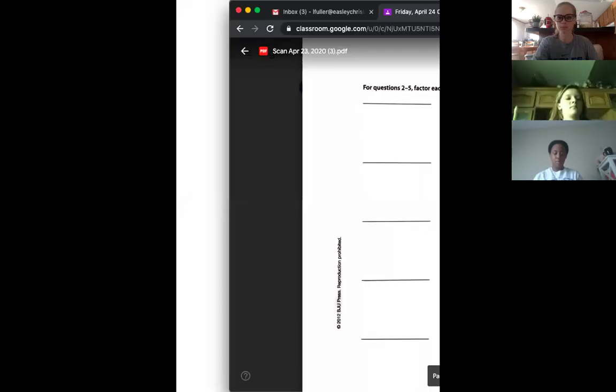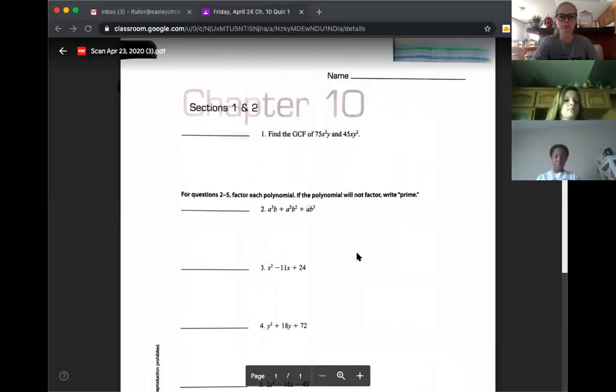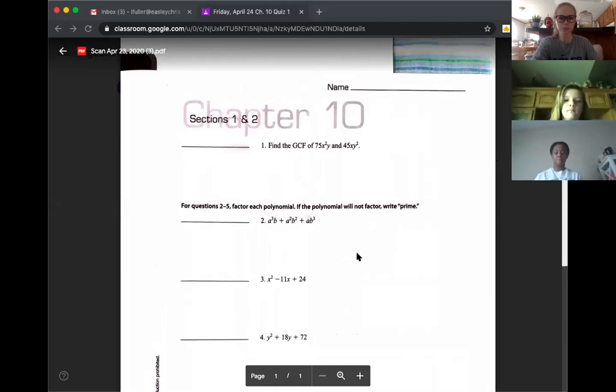I want to just go over that quiz y'all took on Friday. So here we go. Let me pull it up. All right, here it is. So find the GCF of 75x squared y and 45xy squared. So the first thing you had to do was list out the factors of each of the terms.